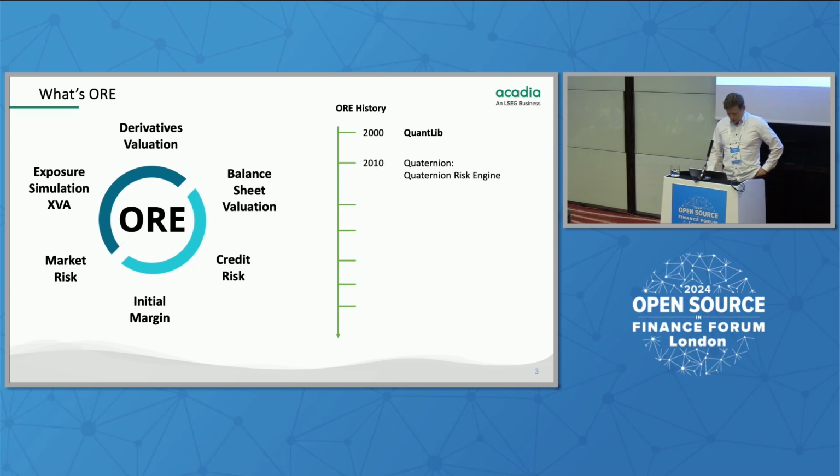So then in 2010, there was a company that was founded that I actually started working for called Quaternion. I won't go into the definition of a quaternion, but as a mathematician, I know. If you want to know, talk to me. And this whole project started as a proprietary engine called Quaternion Risk Engine.